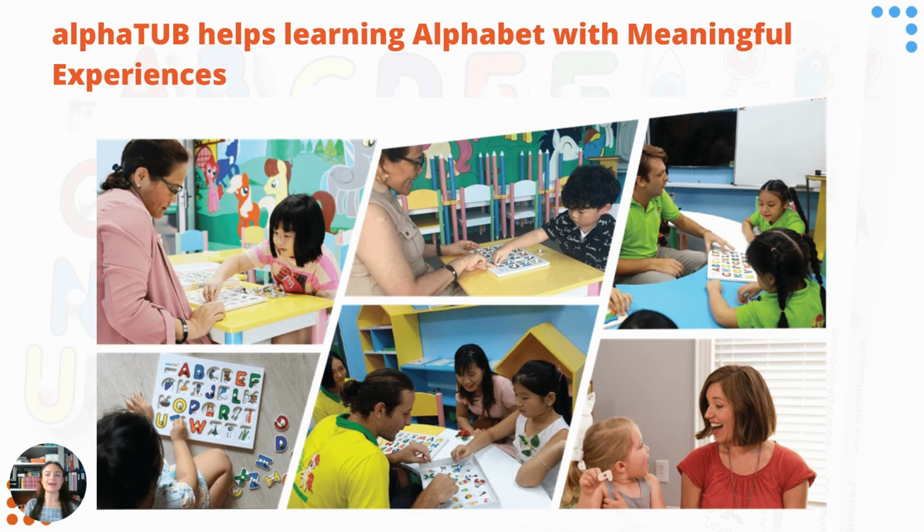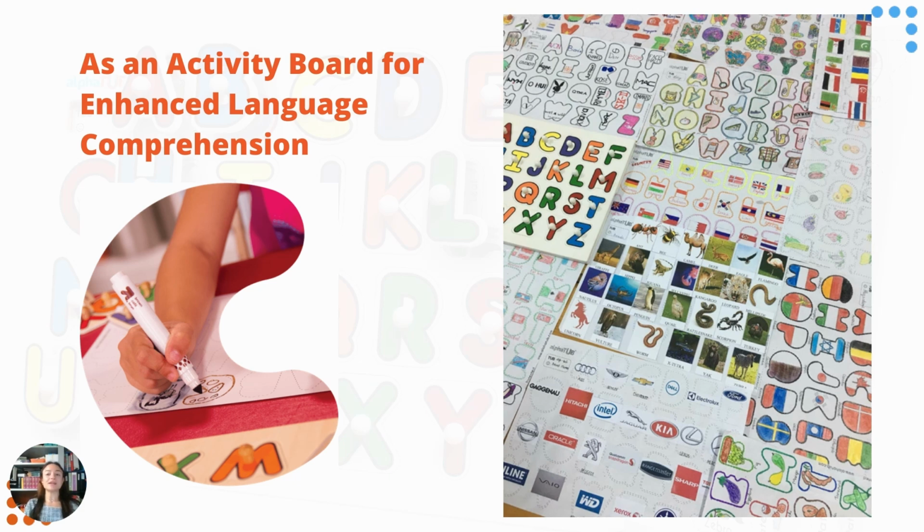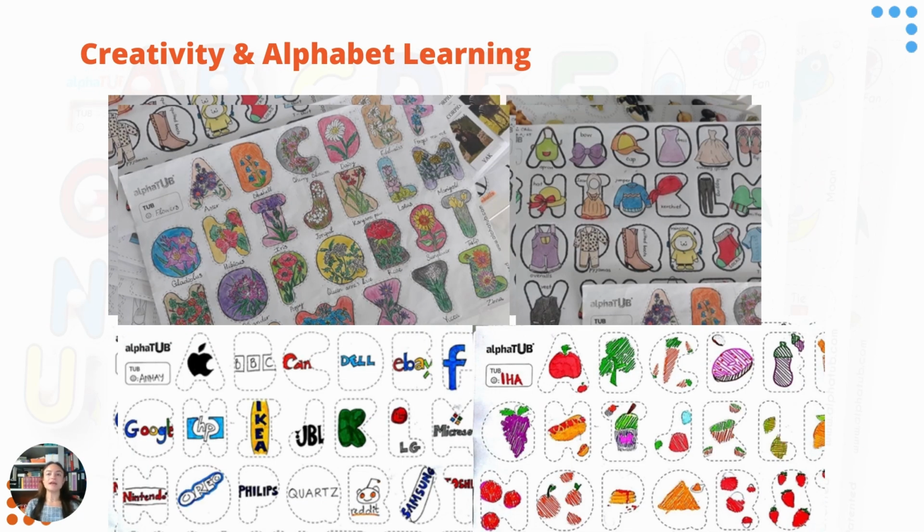alphaTUB is an innovative tool that helps in learning the alphabet with meaningful experiences. Whether you are generating your own content or you're receiving the content from home, if the child is familiar with the content, he or she can quickly and effectively learn it. The possibilities are unlimited, and with the help of alphaTUB, you can create relevant and personalized content every day. As you get more familiar with the app, you will find many ways to create content in your own way. Use that content to bring out the creativity of the child while learning the alphabet.